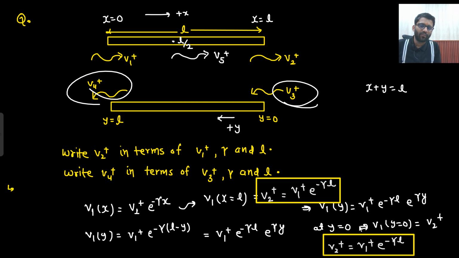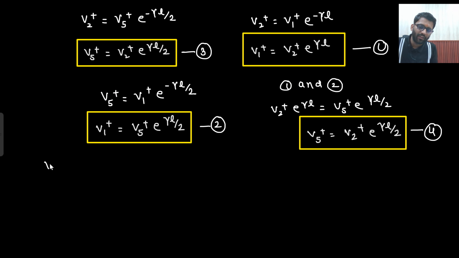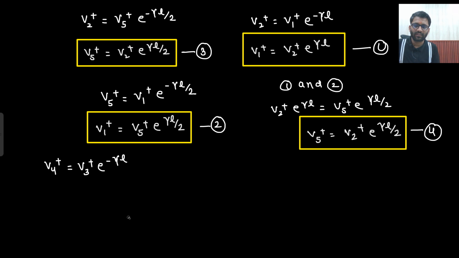What about this V3 plus and V4 plus? How will you write it down? First see the direction of propagation. V3 plus is going in this direction and it has become V4 plus. Forget about this Y and X. When V3 plus travels down a distance of L, it becomes V4 plus. So my V4 plus is equal to V3 plus after it travels down a distance of L. That's it. This is your answer.